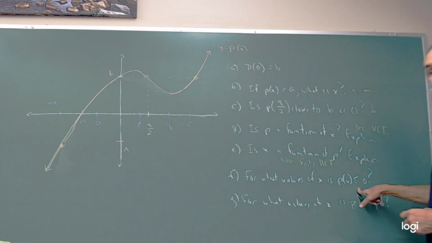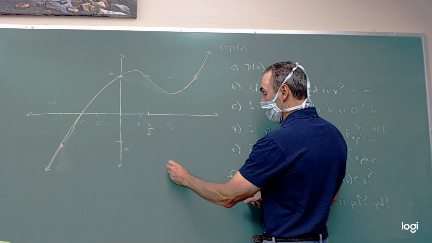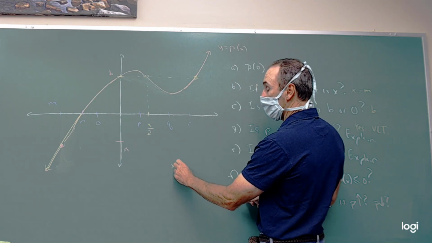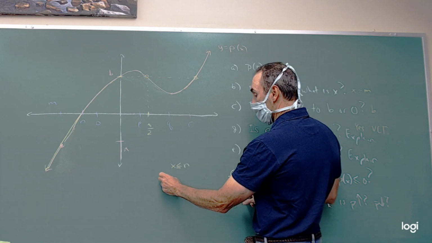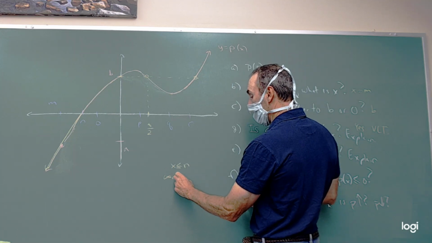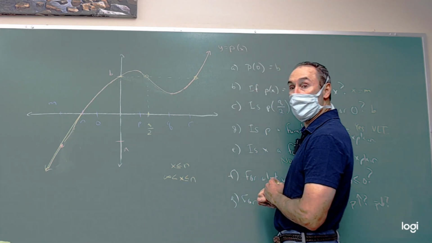Yes, because of the "or equal to." So there are a couple of ways you could do it. You could say x is less than or equal to n. That would certainly work. You could write this as a double inequality: negative infinity is strictly less than x, which is less than or equal to n.